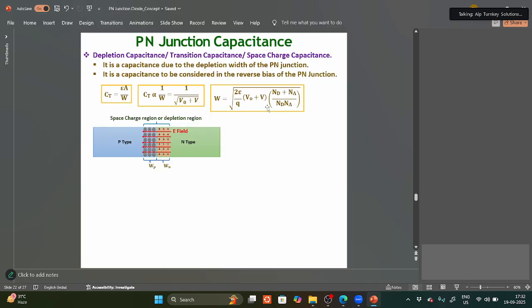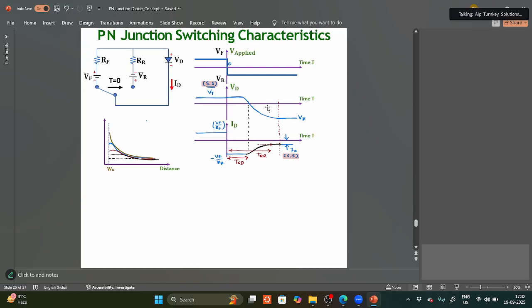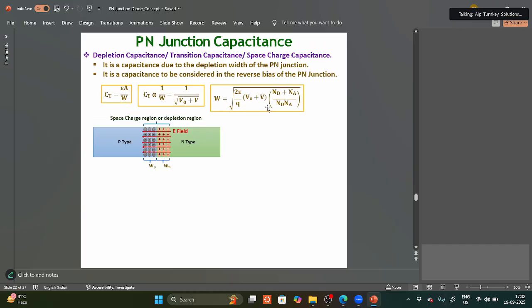Next, there are two types of capacitance: depletion capacitance and diffusion capacitance. Depletion capacitance, also called transition capacitance or space charge capacitance, is the capacitance available during the reverse bias condition. Reverse bias you have already seen. It means this one should be connected to the negative terminal, and this one should be connected to the positive terminal.